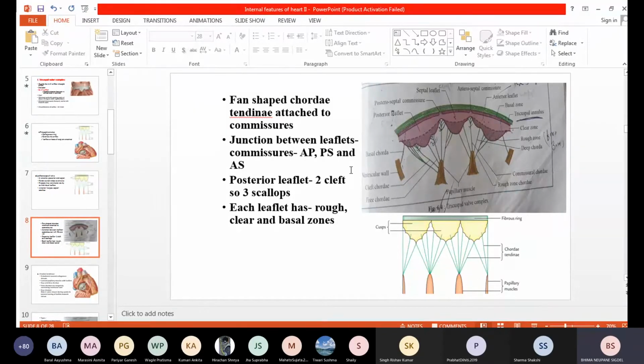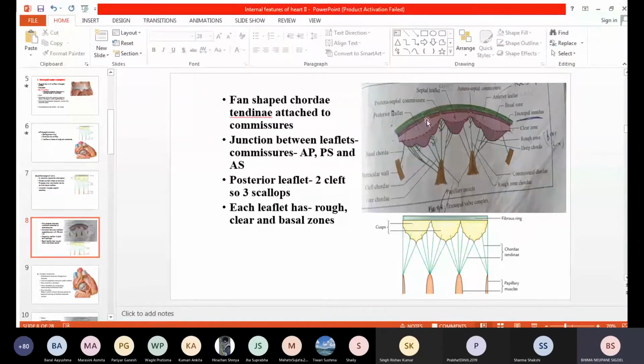Now we'll go for the posterior leaflet. In this leaflet you will get three areas within the cusp. We'll go from the basal side only. This is the basal zone, which is close to the tricuspid annulus and is a very small area if you compare. After that you will get the middle part.